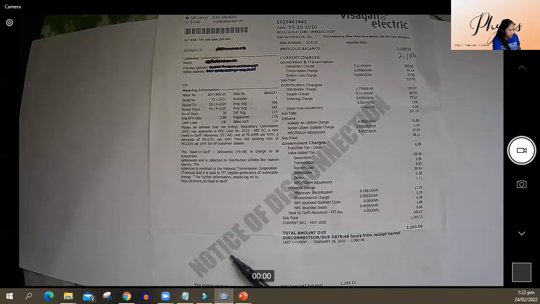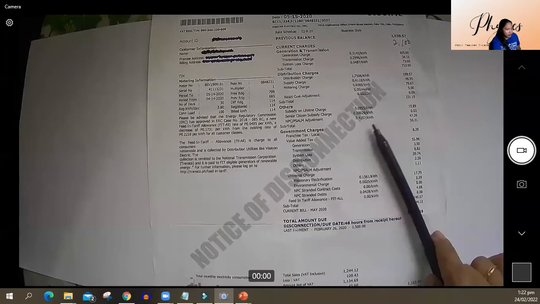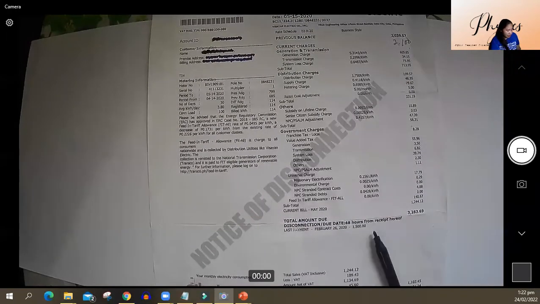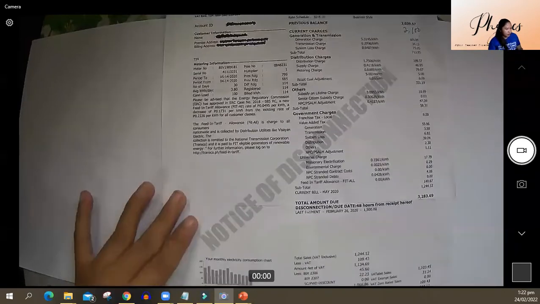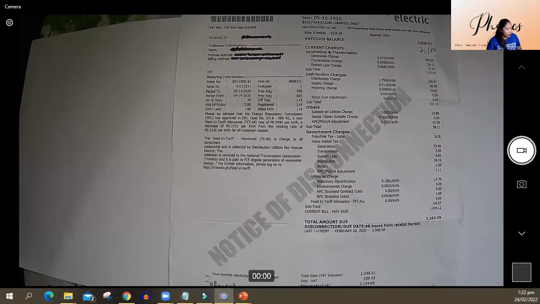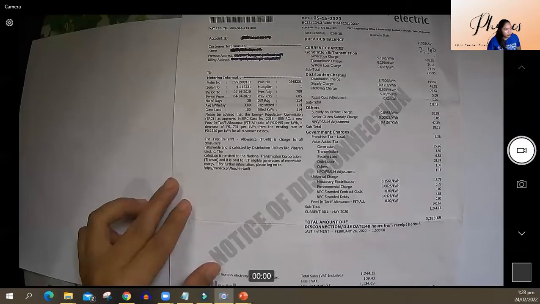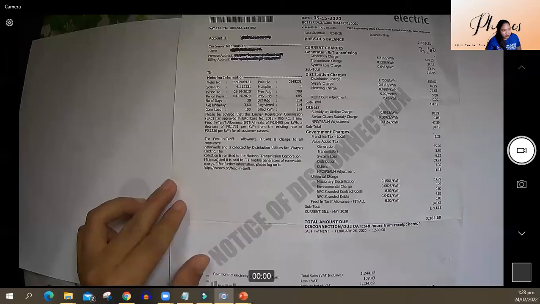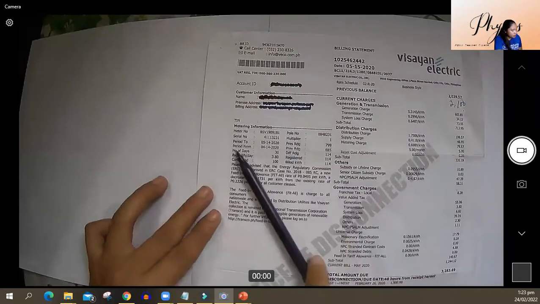If you notice, there is a notice of disconnection here, so you have to always take note of the date as to when the payment is due, so that you won't get a notice of disconnection. Okay, so the question here is, which part, or how will you know your usage for the whole month, and what is its price or cost equivalent? So let's go back to the metering information.